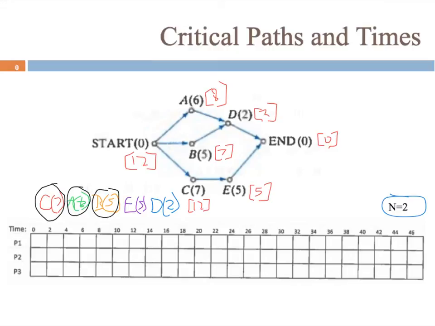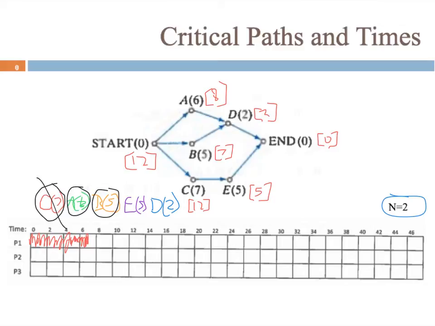Go ahead and give task C to that first processor. So that's a 7-hour task, so go all the way up here to 7 hours. Okay, so right now C is in execution.